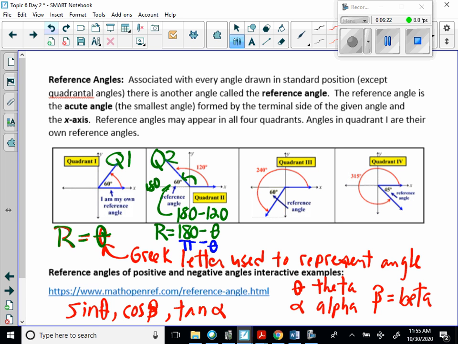Okay, just keep that. So for Q3, notice this is 240 degrees, so that's a quadrant 3 angle. Reference angles have to be positive. So we're going to take the angle and subtract 180 from it.